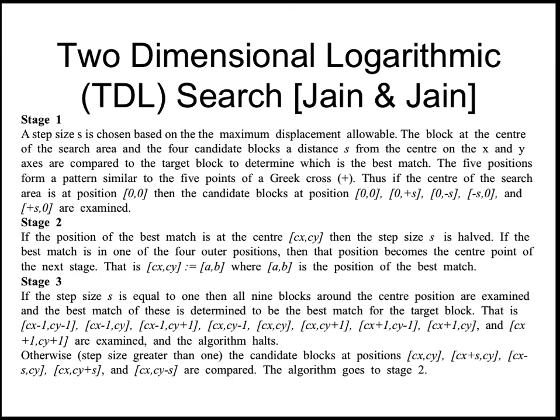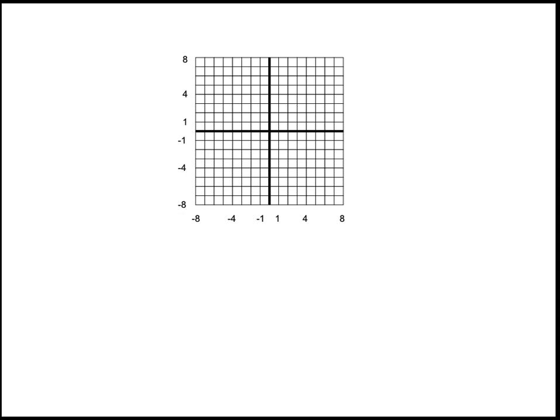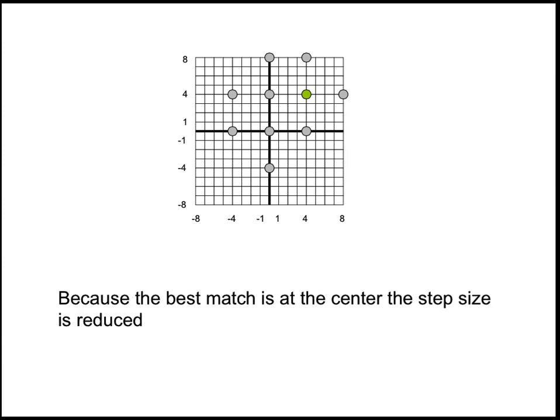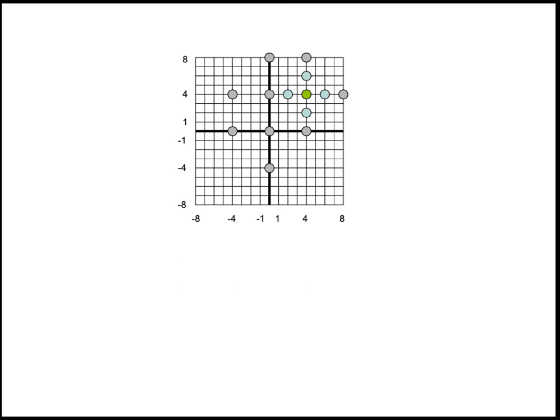These are the details of it. One of the more commonly used algorithms. And so the idea here is that you start off with a step size of 4 in this case, and then you find the best match, and then that becomes the center of the next part of the process, which is here. When you find that the best match is the center of the area that you're looking at, as is the case now, well, then you can reduce the size of the search area. So the best match is here, at the center. So now reduce the size of the step. In this case, we've halved it.